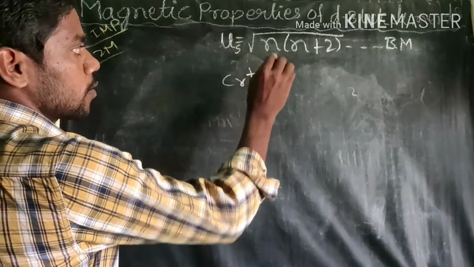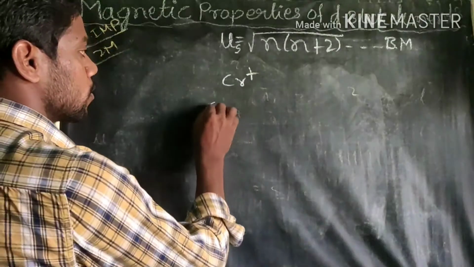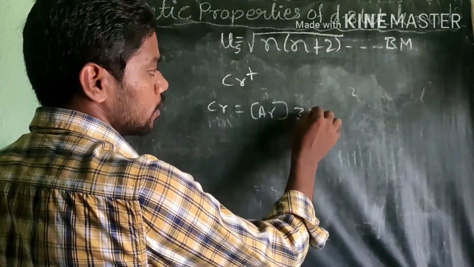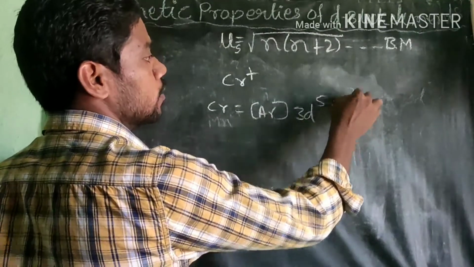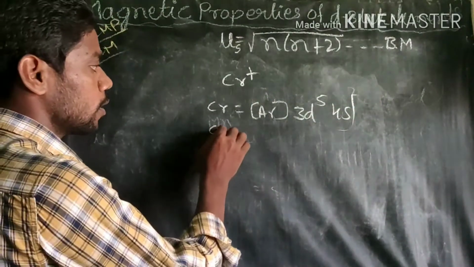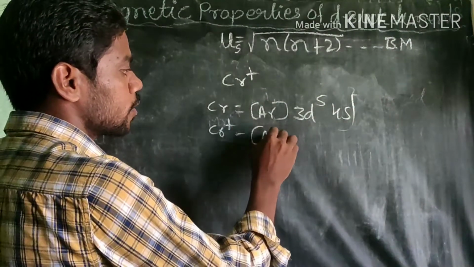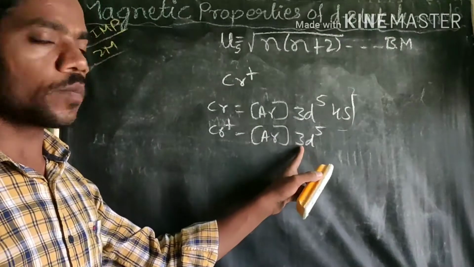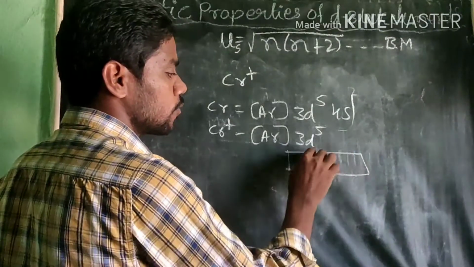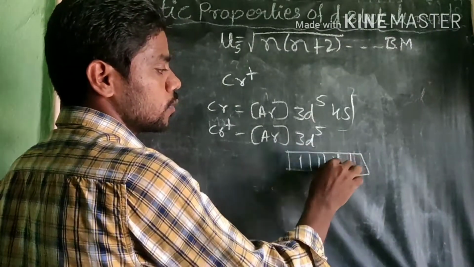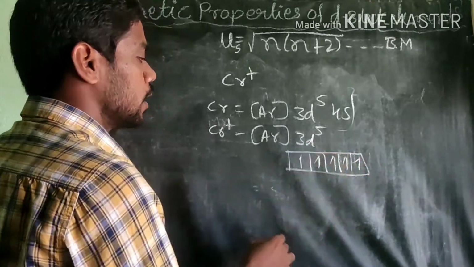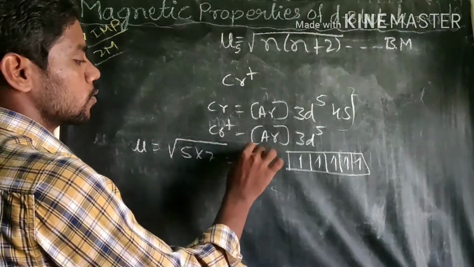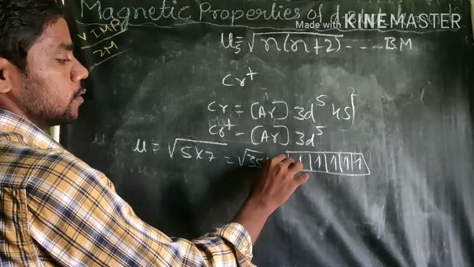Okay, go for chromium plus. Chromium electronic configuration is argon 3d5 4s1. This is the electron configuration of chromium. If you remove 1 electron from chromium, the electron configuration becomes argon 3d5. This is the outermost. How many electrons are there here? Outermost 5 electrons: 1, 2, 3, 4 and 5 valence electrons. Therefore again mu equals square root of 5 into 7, which is root of 35 Bohr magneton.